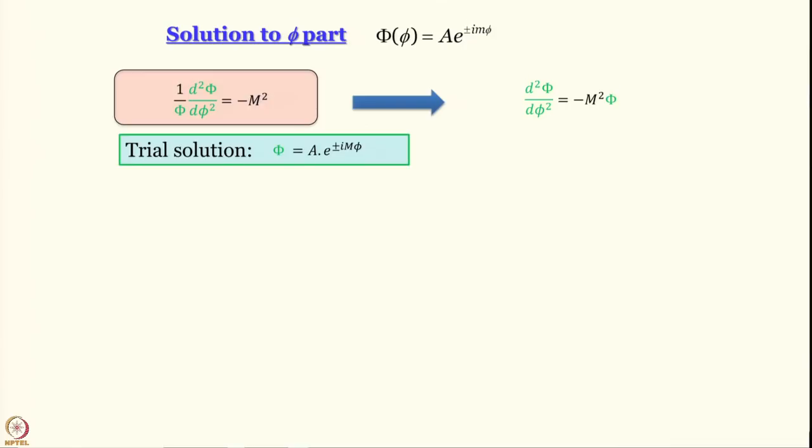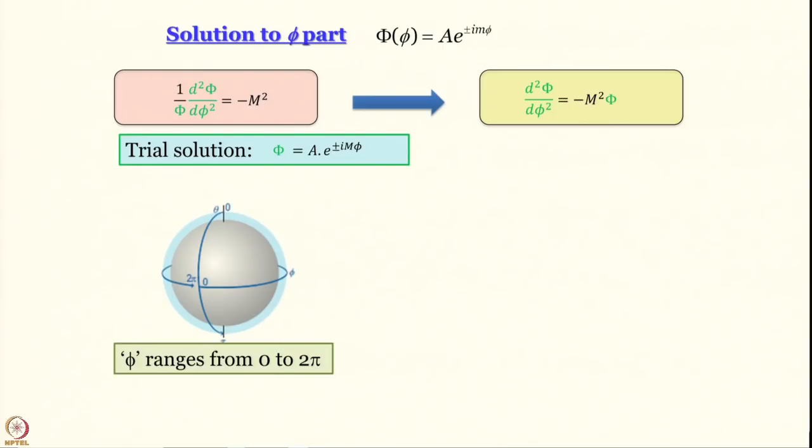You get it? Differentiate once, you get d phi d phi is equal to plus minus i m A e to the power plus minus i m phi. Differentiate once again, you get d 2 capital phi d phi 2 is equal to plus minus i m, which was there, you multiplied by another plus minus i m, A e to the power plus minus i m phi. Okay, that is an eigenvalue equation. The eigenvalue would be the value of whatever this d 2 capital phi d phi 2 might be the operator for. Okay. So, this is the equation that we are going to solve. We know the trial solution already.